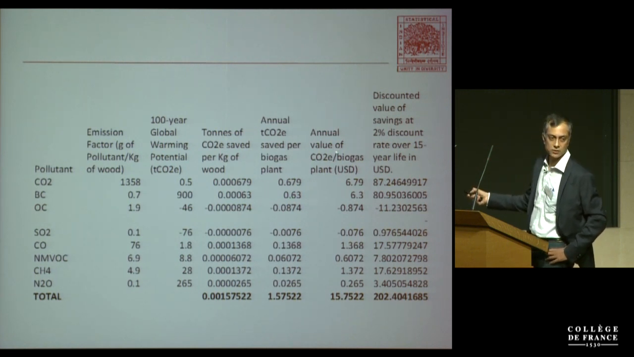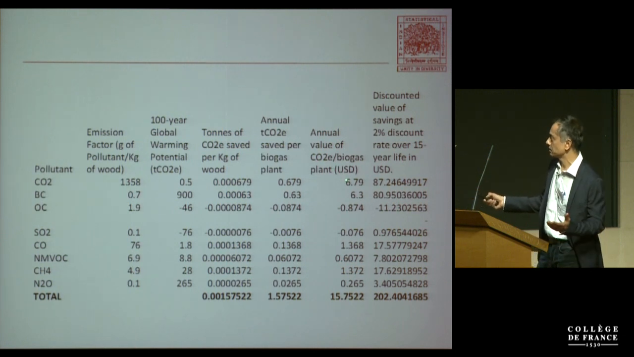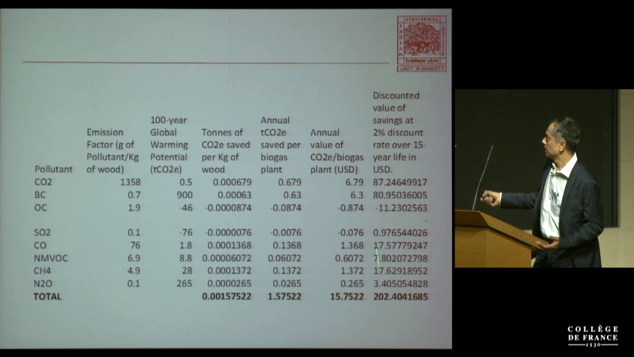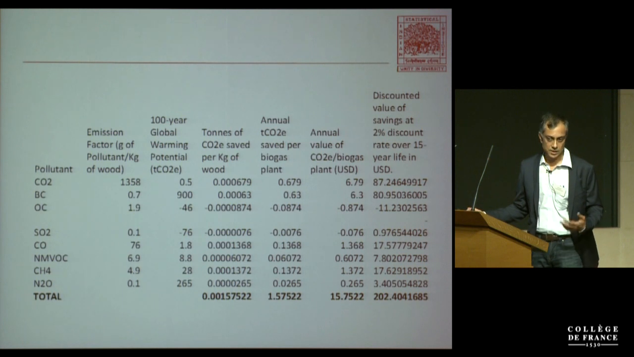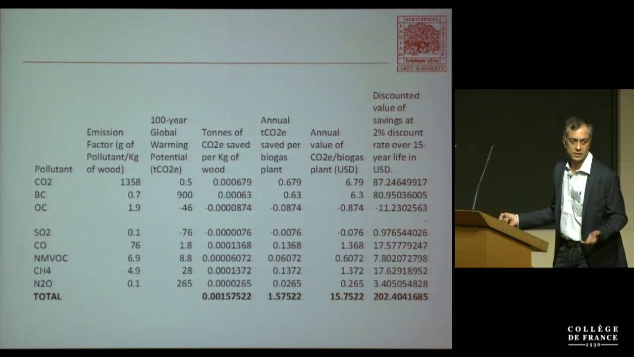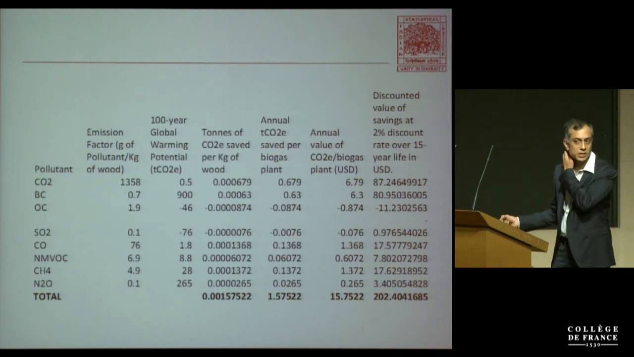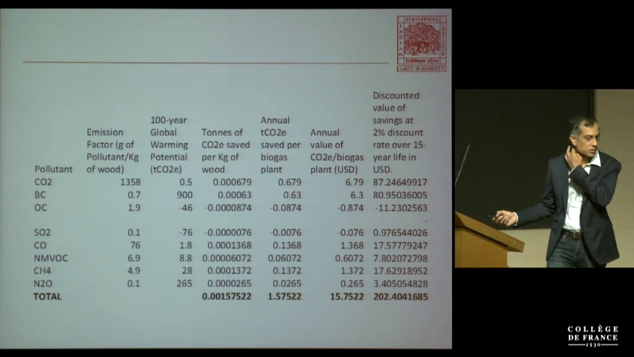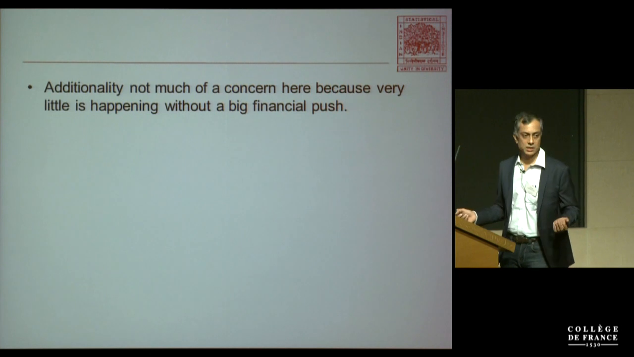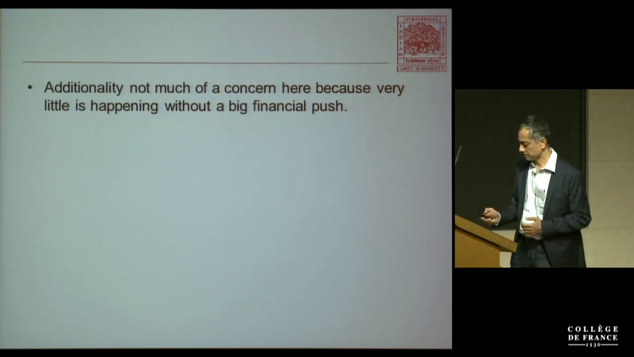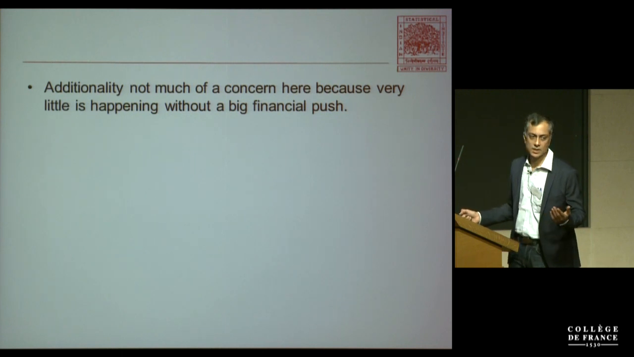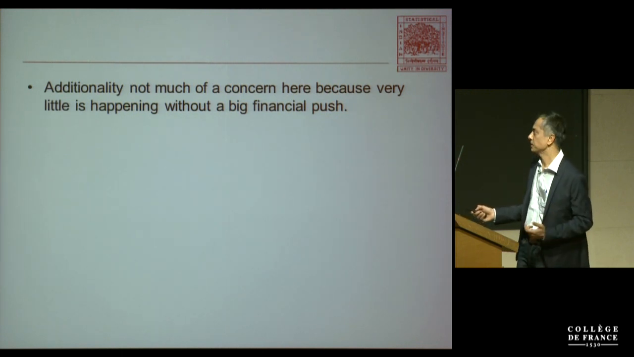If you assume that the price of carbon in some market in the West is $10 a ton, then you multiply this by $10. You use some standard discount rate, and you would get $200. You could spend $200 out of an offset for a biogas plant, okay? And that's about half the cost at the moment. So you could actually subsidize a substantial fraction, and so you would get a substantial expansion, and therefore you could get a substantial impact on emissions. That's the point. And additionality is not much of a concern here because very little is happening without a big financial push. Okay. So you really don't have to worry about how much would have happened if you didn't intervene. Well, not much is happening.